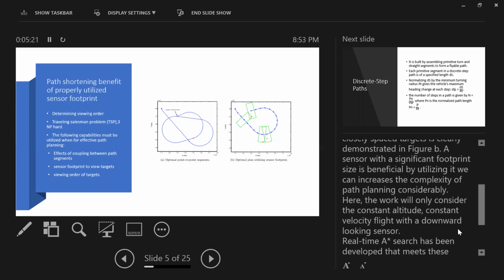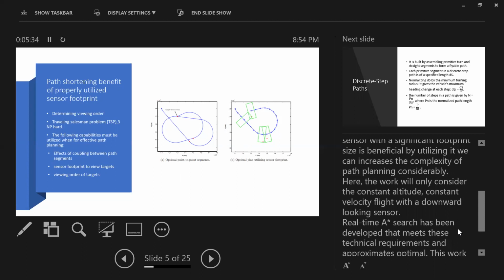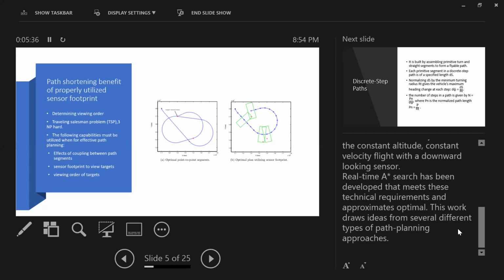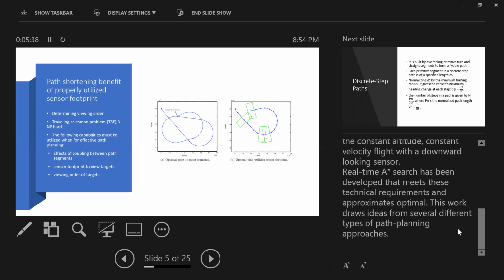Here, the work will only consider constant altitude and constant velocity flight with a downward looking sensor. Here, a real-time A-star search algorithm has been developed that meets this technical requirement and is approximately optimal. The work draws from several different types of path planning approaches, and to determine the viewing order, the traveling salesman problem, or TSP, which is also known as NP-hard, can be used.